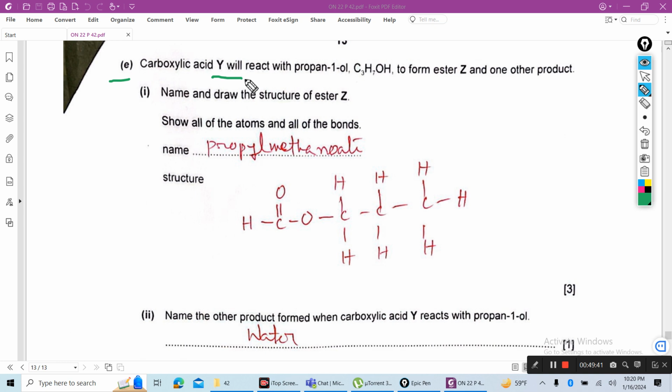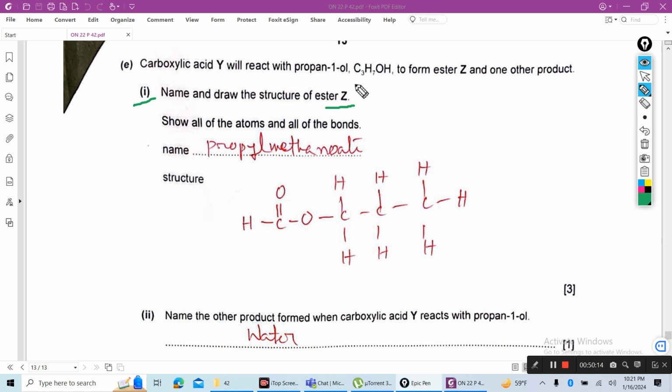Carboxylic acid Y reacts with propan-1-ol to form ester Z and one other product. You know, any carboxylic acid reacts with alcohol in the presence of sulfuric acid to produce ester and water. So, name and draw the structure of the ester Z.